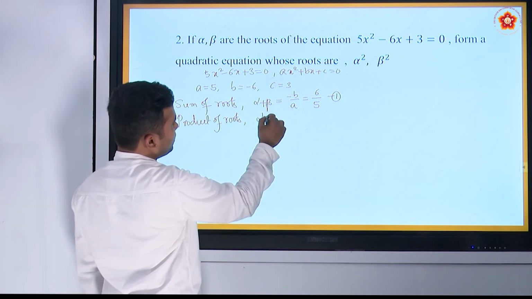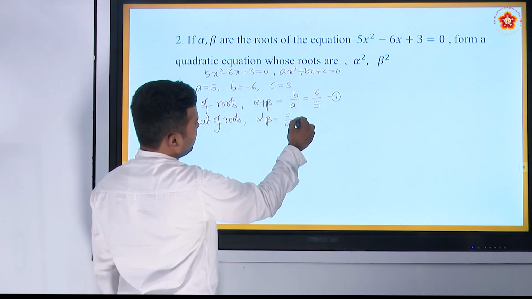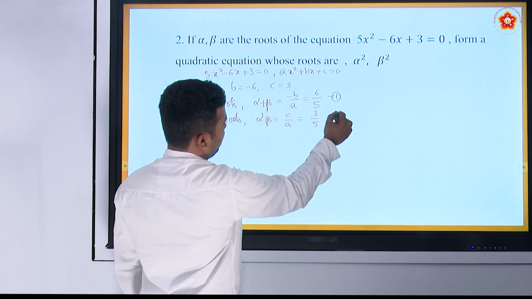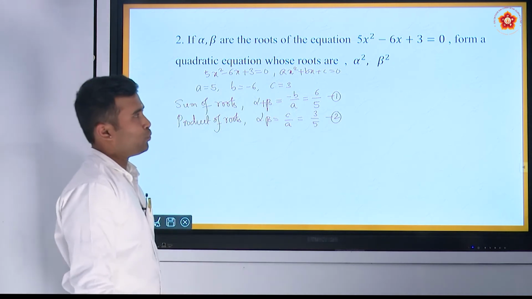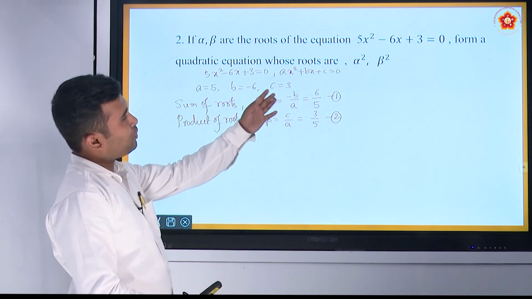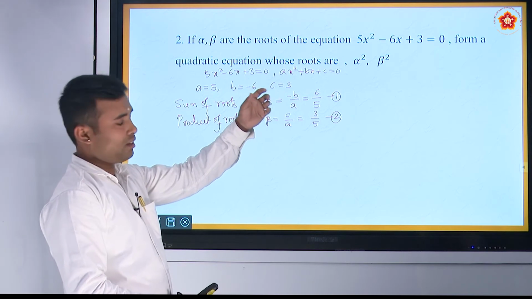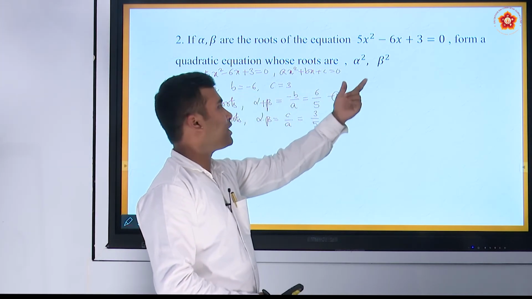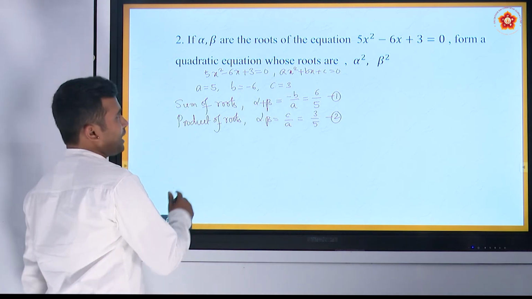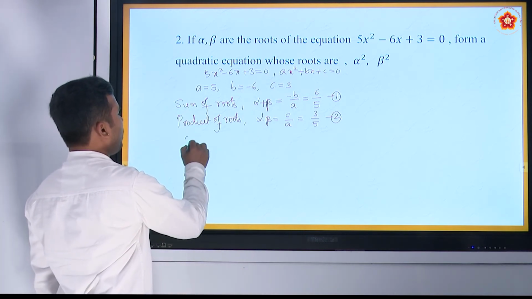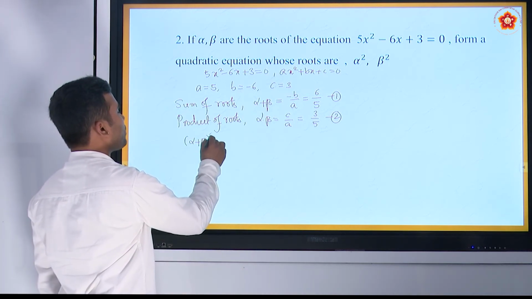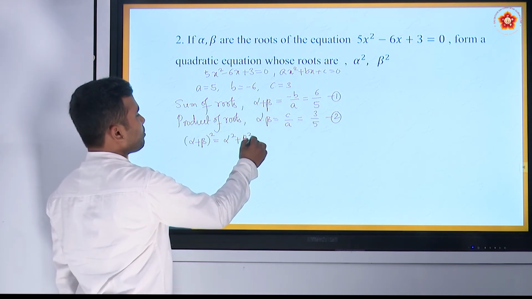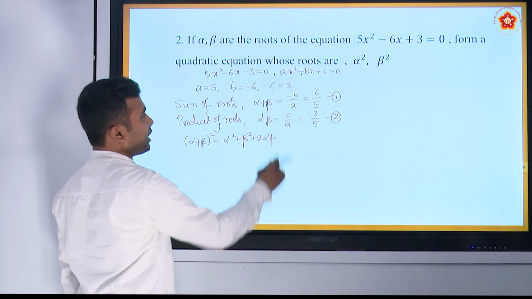Product of roots alpha into beta is c by a. So what is c? 3. A will be 5. I call it equation 2. Now I want to find alpha square and beta square in the form alpha square plus beta square and alpha square into beta square. Okay, so that can be written as, see here, alpha plus beta whole square can be written as alpha square plus beta square plus 2 alpha into beta.